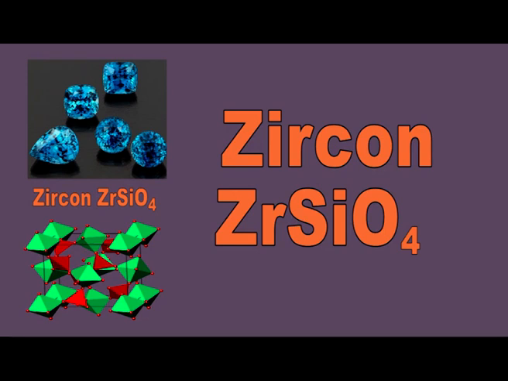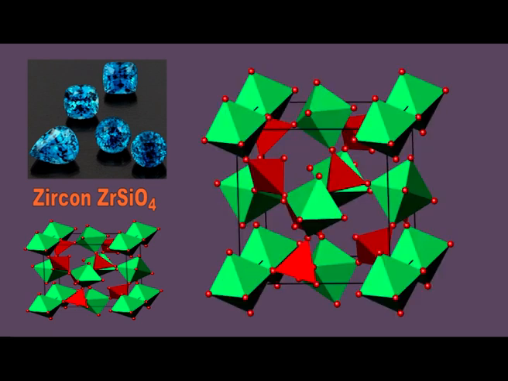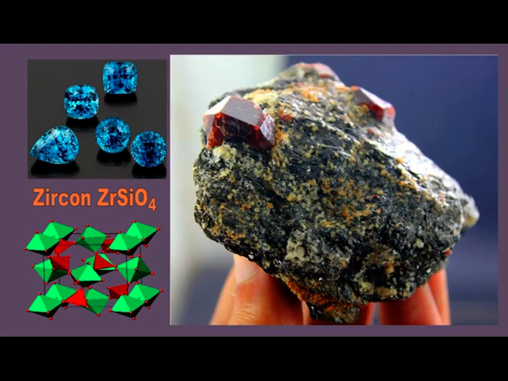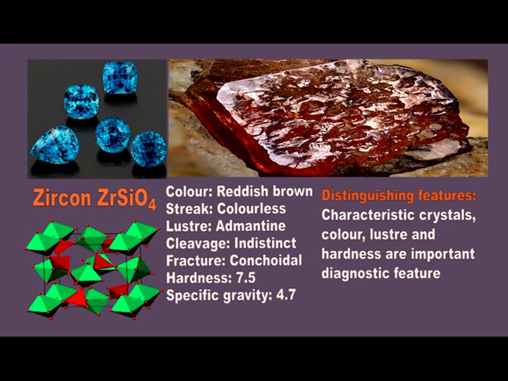Zircon, ZrSiO4. Thorium and uranium replace Zr and thus it is radioactive. Physical properties: crystal system tetragonal, forms prismatic tetragonal prism. Color: reddish brown. Streak: colorless. Lustre: adamantine. Cleavage: indistinct. Fracture: conchoidal. Hardness 7.5. Specific gravity 4.7. Distinguishing features: characteristic crystals, color, lustre, and hardness are important diagnostic features.